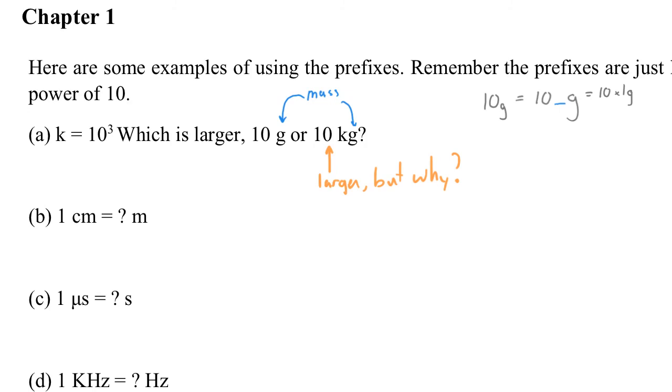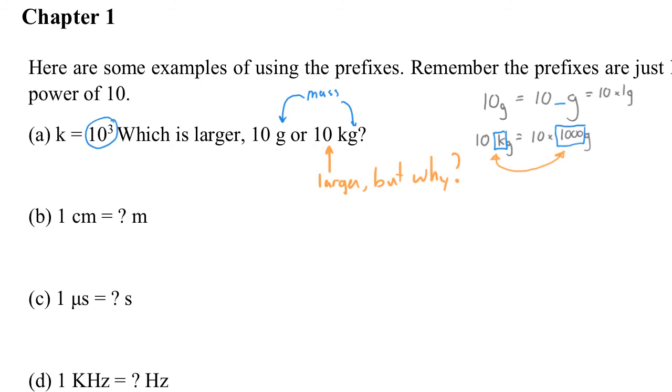Now what about 10 kilograms? Here we have the letter K, which is a metric prefix that stands for 1,000. So that means we're modifying the gram by 1,000. So what we have is 10 times 1,000 grams. And of course, 10 times 1,000 grams is definitely more than 10 grams. Let's go to the next example.